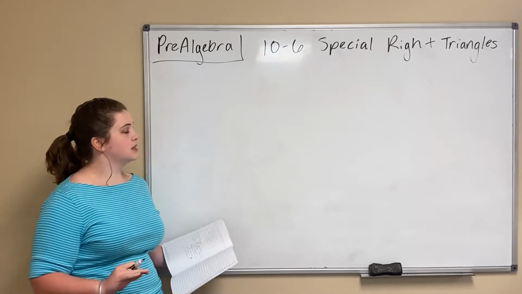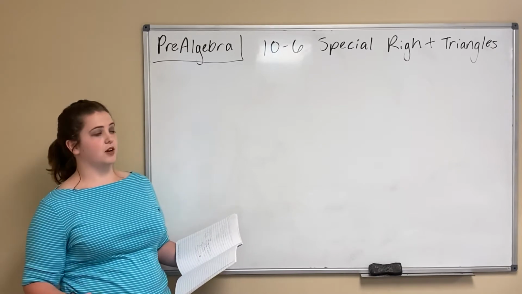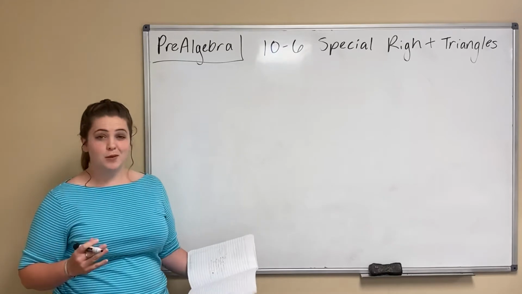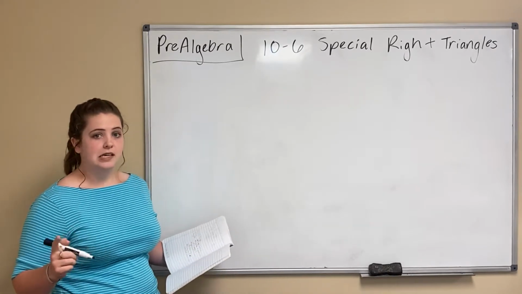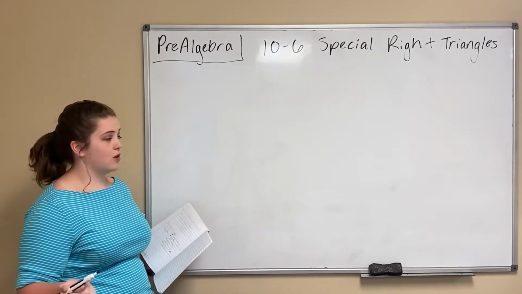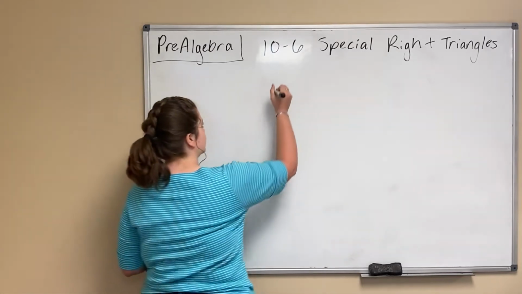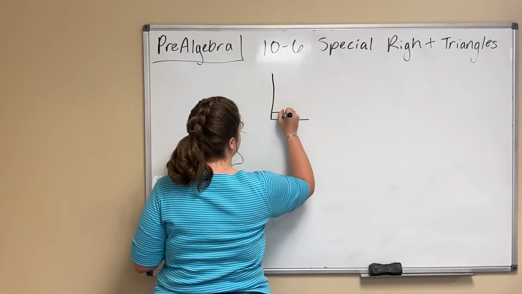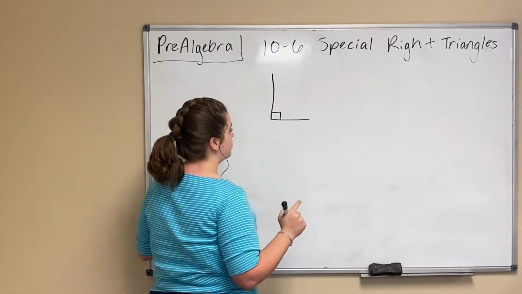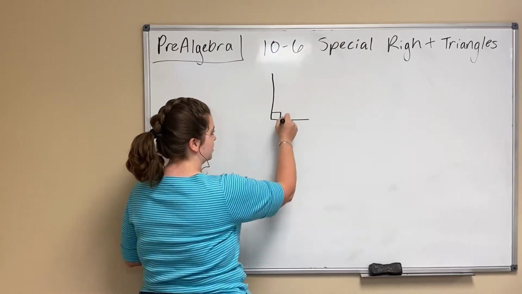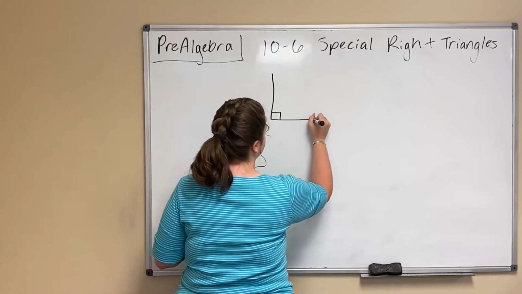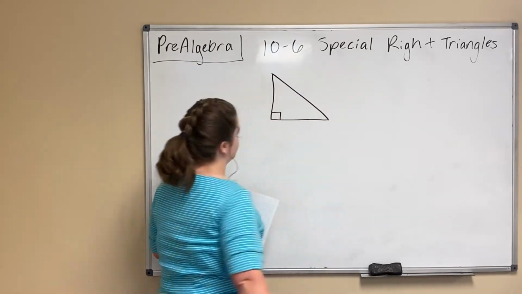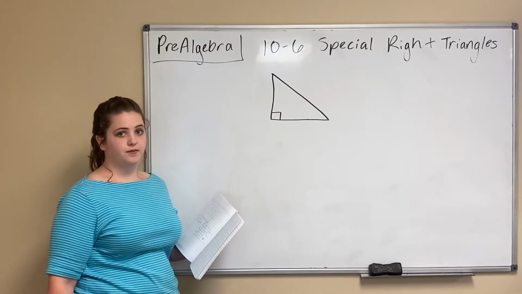Hopefully you guys remember back to 10-3 when we were classifying triangles, and so you remember what a right triangle is. For those of you that maybe don't remember, a right triangle is any triangle that has a right angle, and a right angle is 90 degrees, and we mark it by completing the square right there. So a right triangle is a triangle that has a right angle in it.